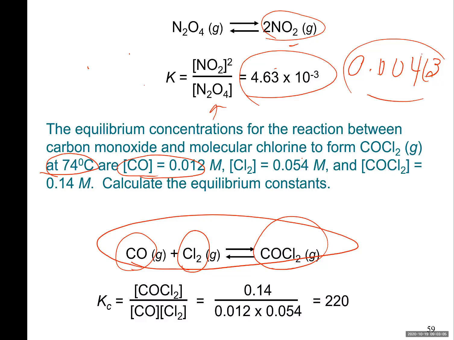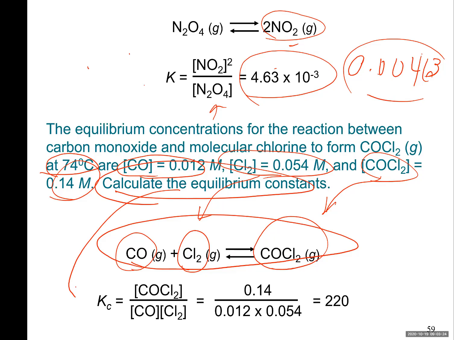When the concentration of CO is fixed, it's 0.012. And the concentration of unreacted Cl2 is measured. The concentration of the amount of product which is fixed is measured. Can you calculate the equilibrium constant? The equilibrium constant is Kc. C stands for concentration. K is constant. C stands for concentrations.